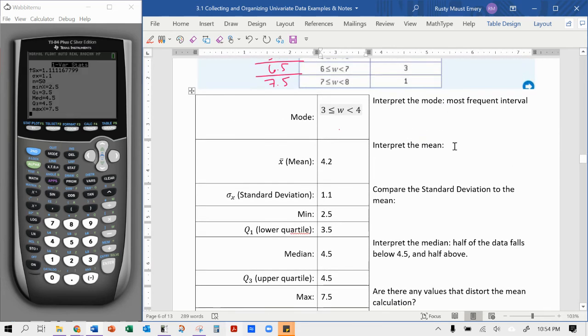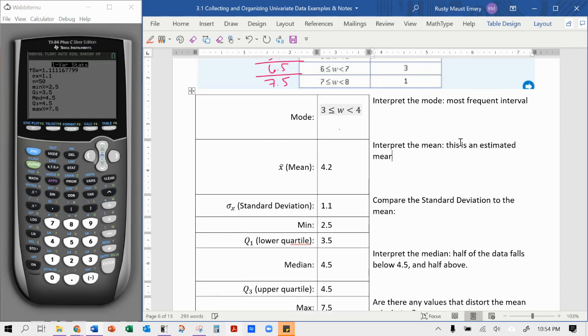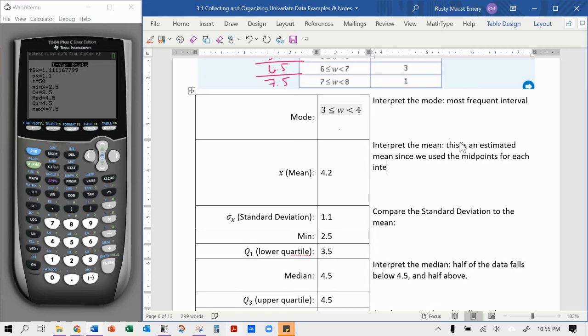Let's go back here and interpret a little bit. Interpret the mean. Again, this is an estimate, since we used the midpoint for each interval. Again, it's an estimate, but it gives us an idea of the general average. So again, 4.2 kilograms, the average weight of the cat, average data value.